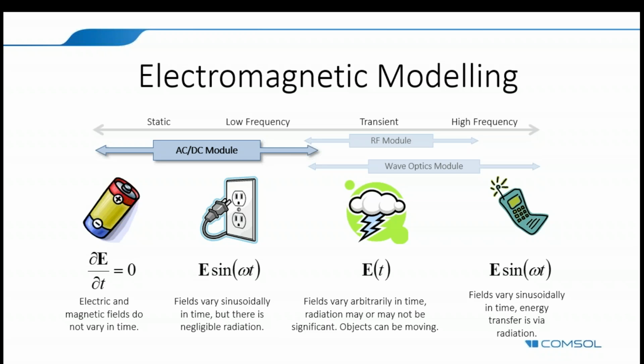COMSOL Multiphysics covers the full electromagnetic spectrum, from static simulations where you're looking at DC currents through low frequency simulations all the way up to the high frequency end of the spectrum. So we have modules to cater for DC currents at the low end of the spectrum, as I mentioned. If you're looking at the middle of this electromagnetic spectrum, where you might be looking at something like microwave problems, or at the high end of the spectrum where you might be looking at something like a laser or laser heating.